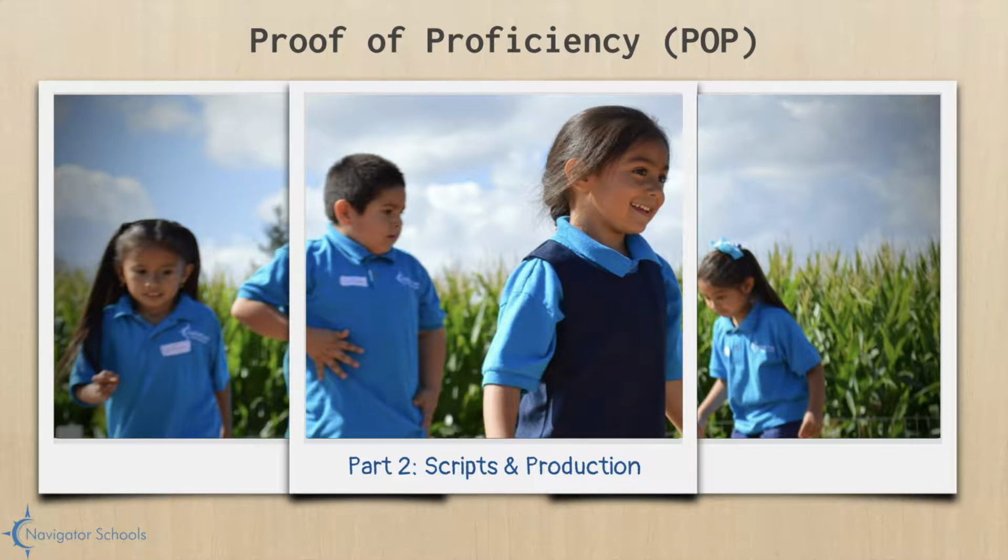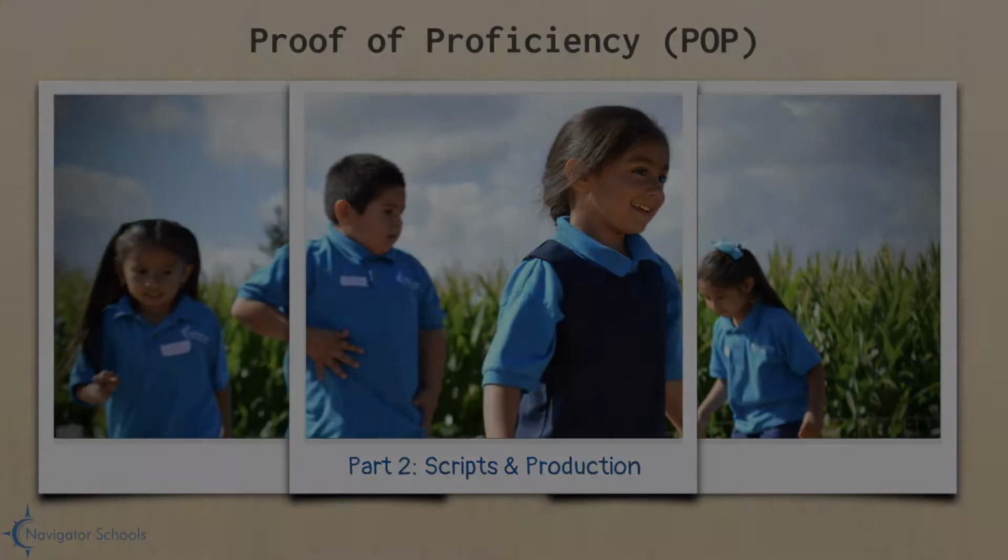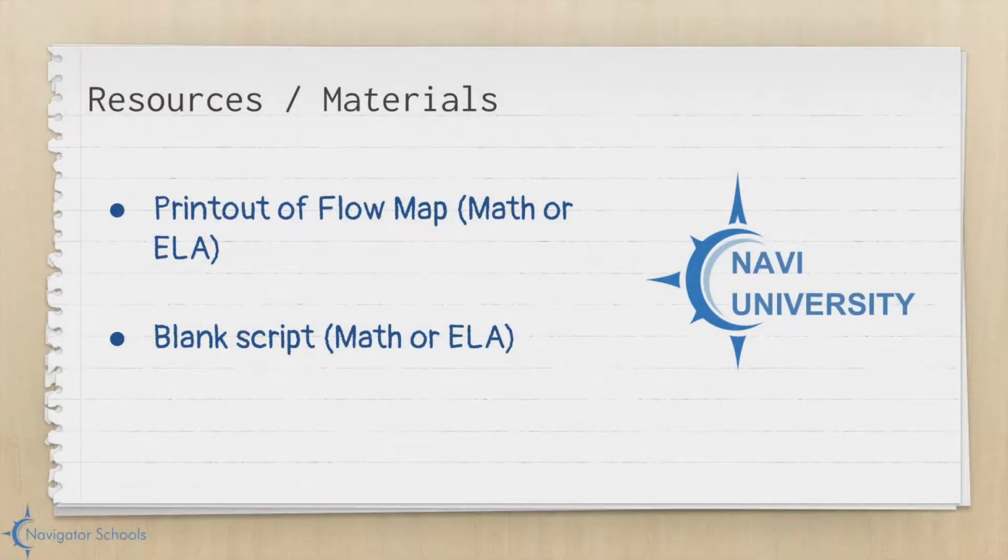This is Proof of Proficiency, or POP, Part 2, Scripts and Production. You will need the following materials before you get started: a printout of a math flow map and blank script, or a printout of an ELA flow map and a blank script.